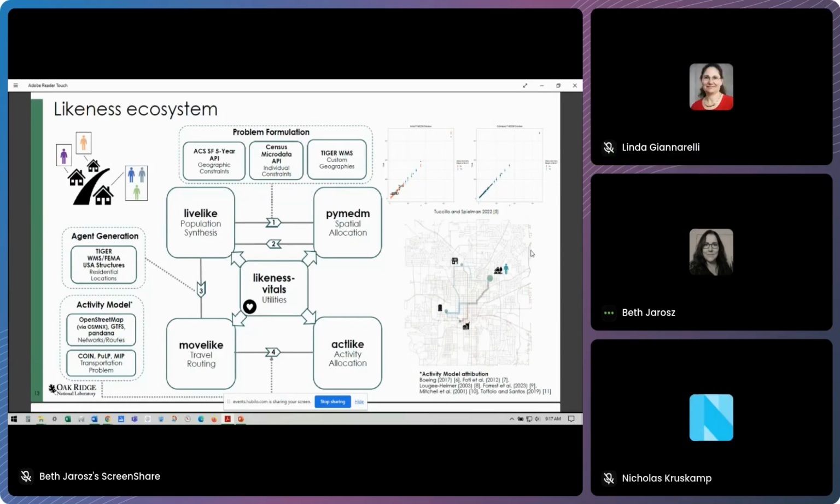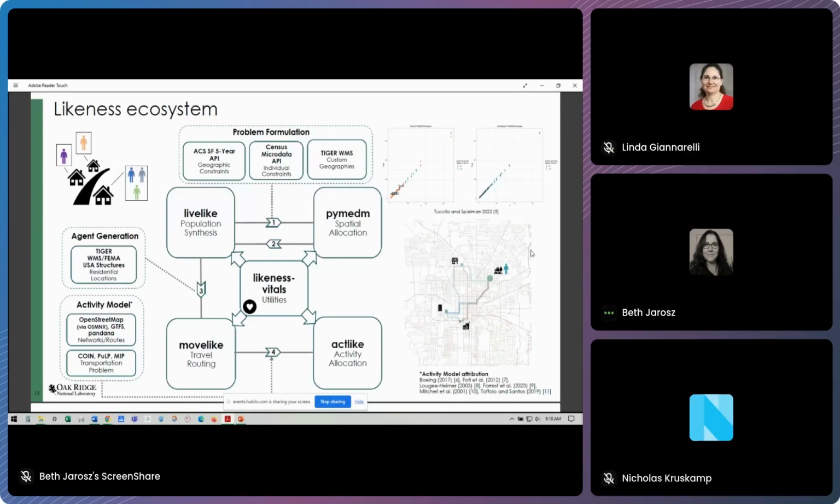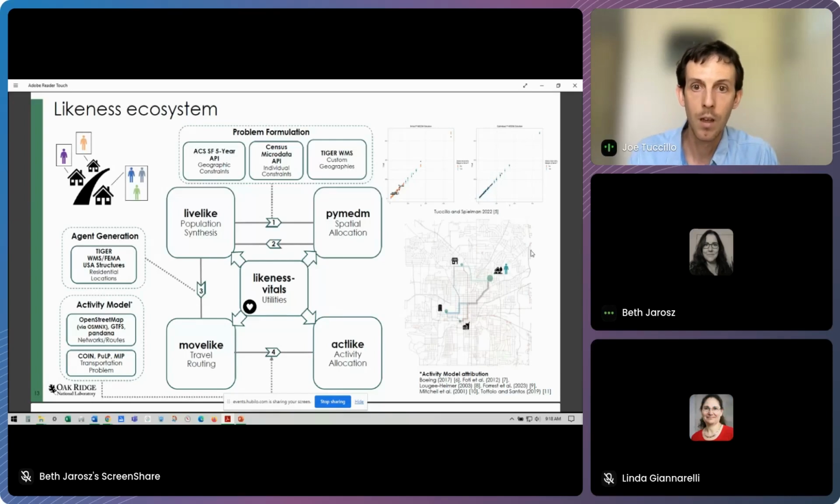The first stage of our workflow begins with a coupling of live-like, which is a package that wraps our population synthesis activities, and PyMetam, which wraps our spatial allocation of the microdata to small census areas. So in our first step, we create a symbolic representation of a PUMA, which consists of individual-level constraints derived from the census microdata API and geographic constraints derived from the ACS summary file 5-year API via the census data package. We send those to PyMetam for spatial allocation.